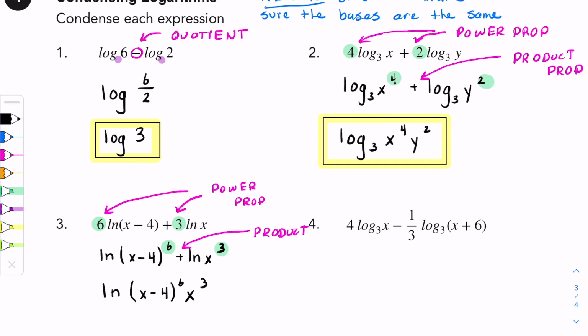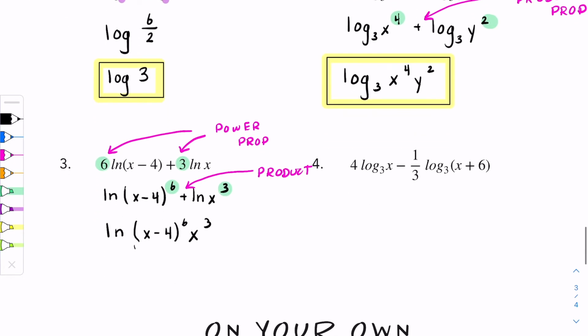I would probably like to reverse these right here, just because I think it would look a little bit better if we wrote it as ln of x cubed times (x minus 4) to the power of 6. But either way, it is the same answer.